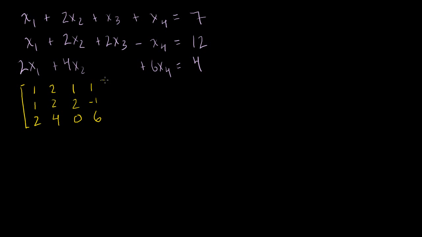Now, if I just did this right there, that would be the coefficient matrix for this system of equations. But what I want to do is augment it with what these equations need to be equal to. So let me augment it. I'm going to draw a little line here and write the 7, the 12, and the 4.